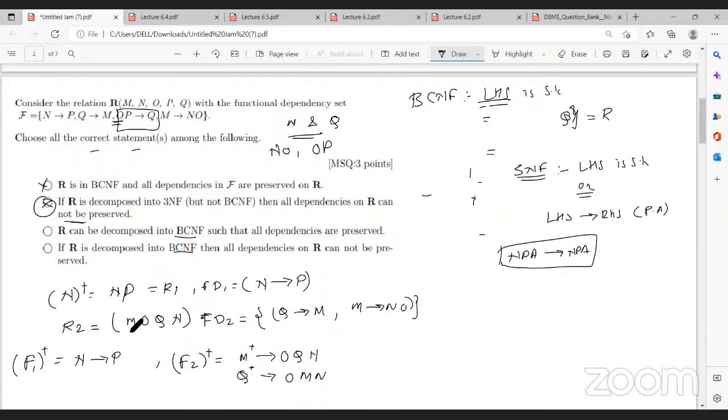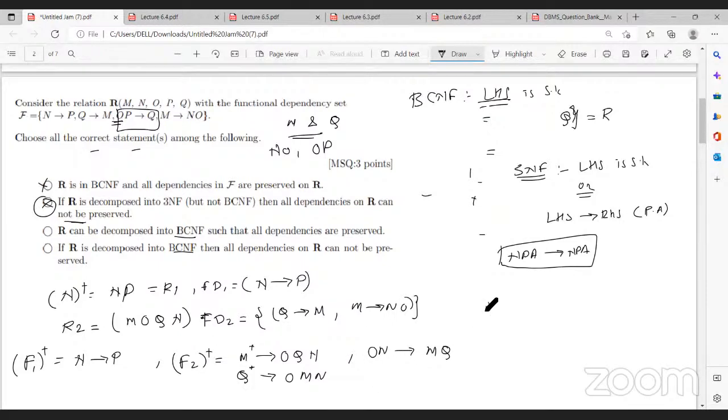Yeah. So M and Q are done. So what is remaining? ON. ON is also a candidate key here, right? So from ON, I will get all the attributes, that is M and Q, right? I will get all the attributes, but I can write ON determining MQ, right?